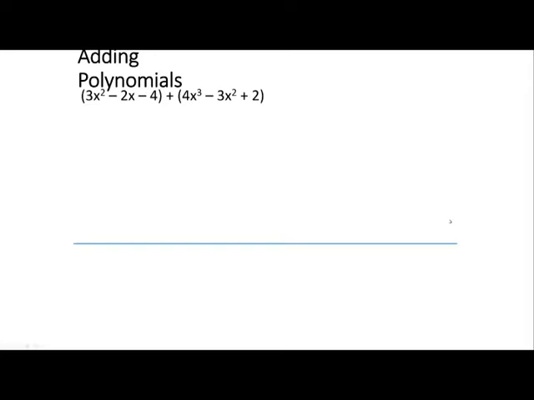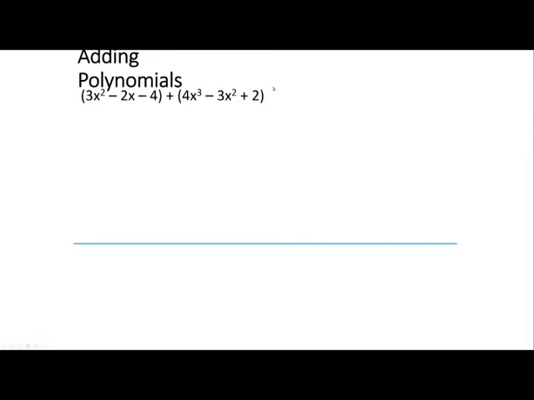Suppose I asked you to add these two polynomials together. Now you'll notice this has an x squared, an x to the first, and an x to the 0. Because x squared is the highest degree term, we would call this a quadratic. And since there are three terms, this is a quadratic trinomial. This quadratic trinomial is being added to a cubic trinomial. Cubic because x cubed is the highest degree term. Trinomial because there are three terms showing.